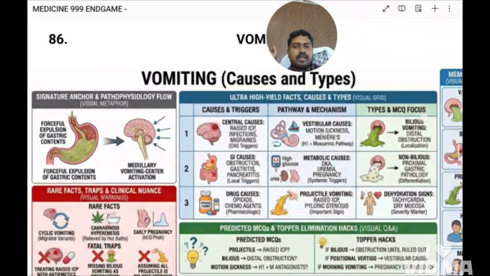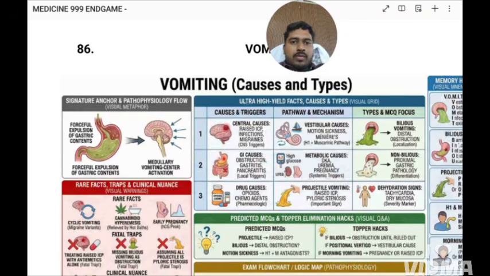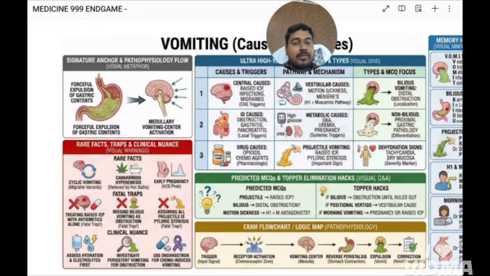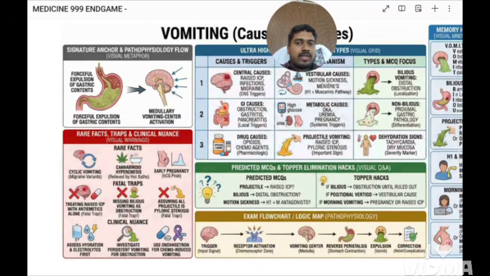That is the next topic, vomiting, and what are the causes and how to manage it. Vomiting is basically forceful expulsion of gastric contents, and the vomiting center is located near the medulla. It is known as the chemoreceptor trigger zone, which is outside the blood-brain barrier. That you should remember. It is not inside, it is outside the blood-brain barrier.